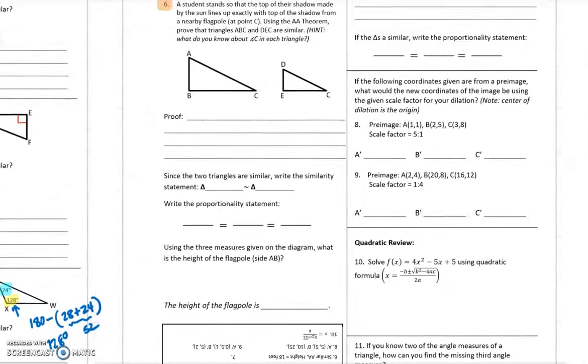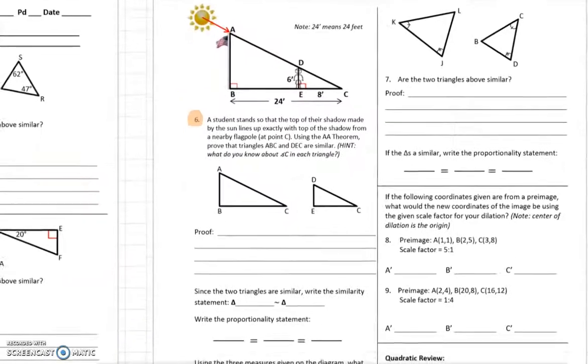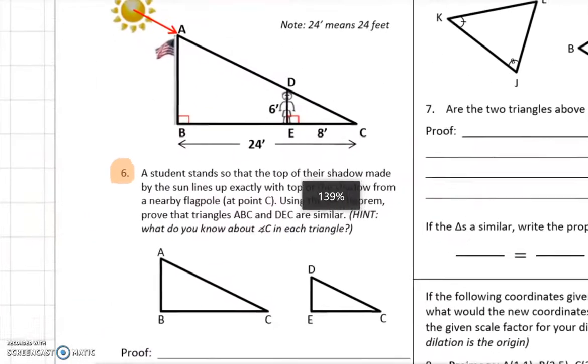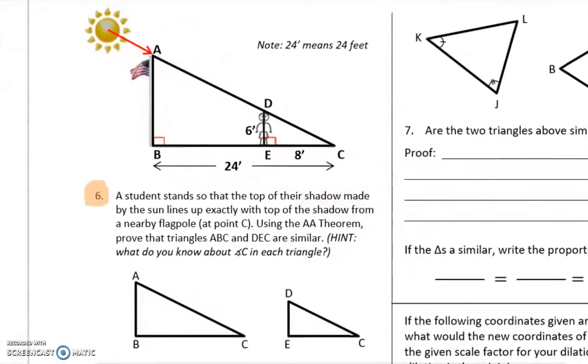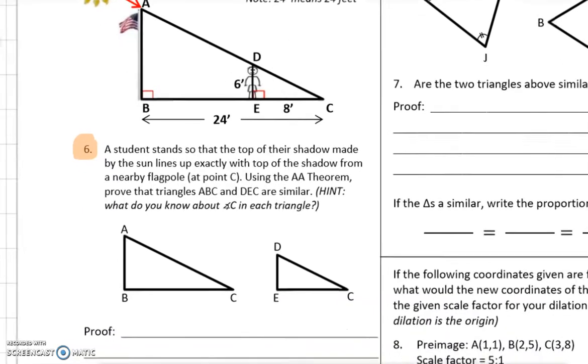Okay, let's move on. We'll do one more. Let's look at number 6 here. It says, a student stands so that the top of their shadow made by the sun lines up exactly with the top of the shadow from a nearby flagpole at point C. Using angle theorem, prove that the triangles are similar.